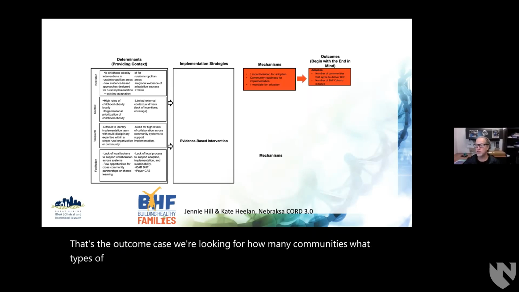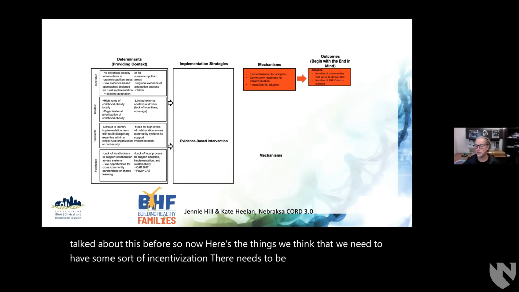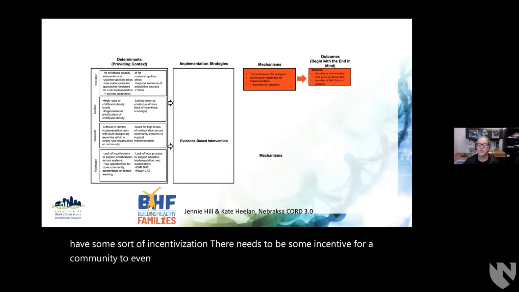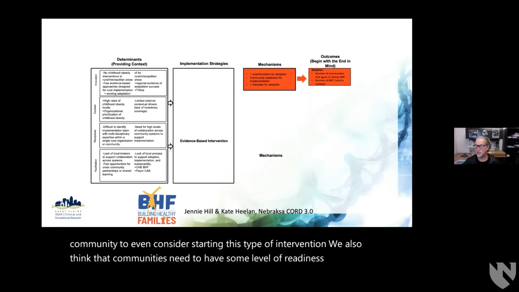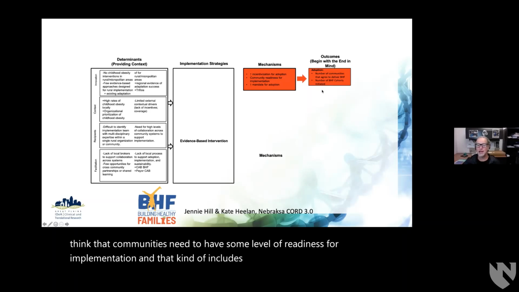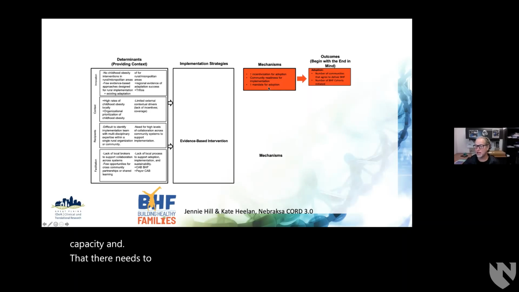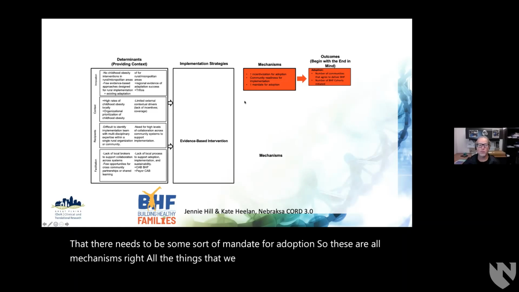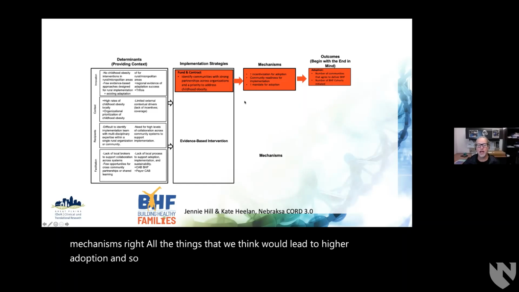And so we start with the mechanisms, right? We talked about this before. So now here's the things. We think that we need to have some sort of incentivization. There needs to be some incentive for a community to even consider starting this type of intervention. We also think that communities need to have some level of readiness for implementation, and that kind of includes community capacity, and that there needs to be some sort of mandate for adoption. Okay, so these are all mechanisms, right? All the things that we think would lead to higher adoption. And so what's an implementation strategy that can do that?